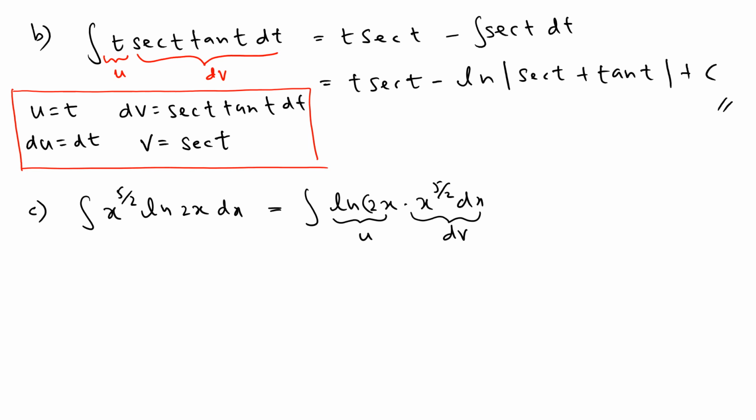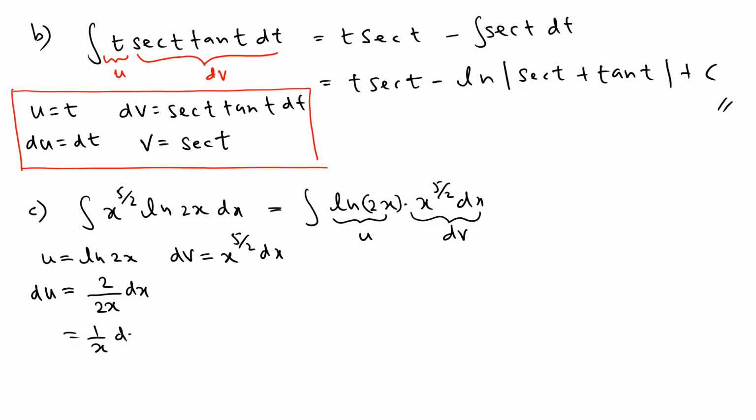It would be better to put a parenthesis around here, so be careful with the multiplication. The log only goes with 2x. Okay, good. So we have u, which is natural log 2x, and dv equals x^(5/2) dx. So du equals, taking the derivative by the chain rule, 2x goes down, the derivative goes to the top, dx. But this is simply 1/x dx.